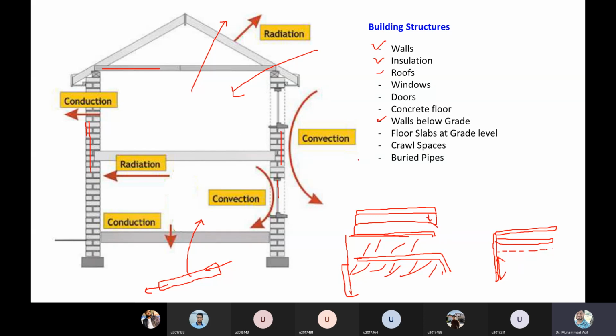And now in the next coming slides, we'll see how we can calculate each component. For example, how can we calculate the heat transmission because of the wall, because of the insulation, because of the roof, and how can we calculate it because of the windows, through doors, or from the buried pipes, right?